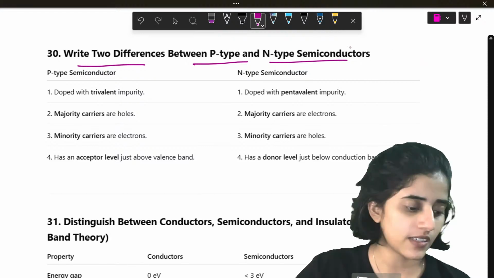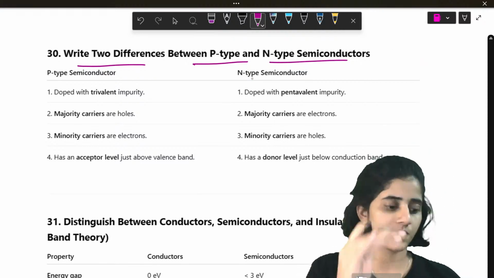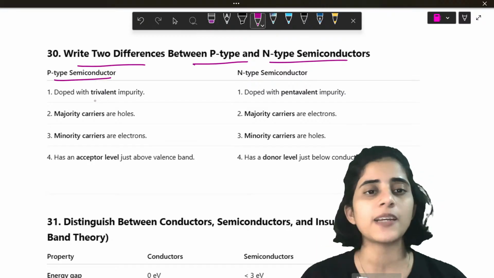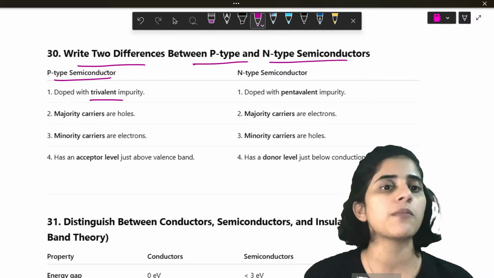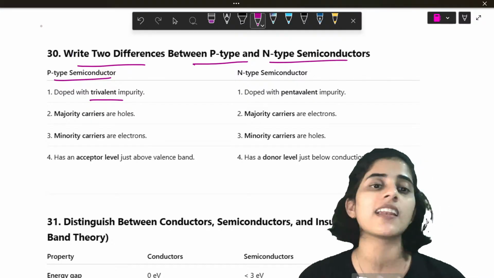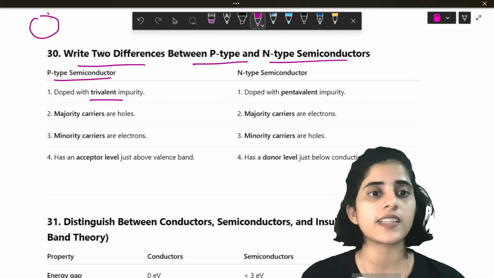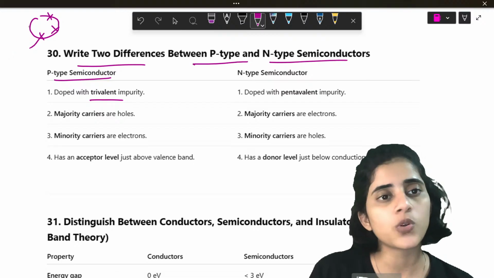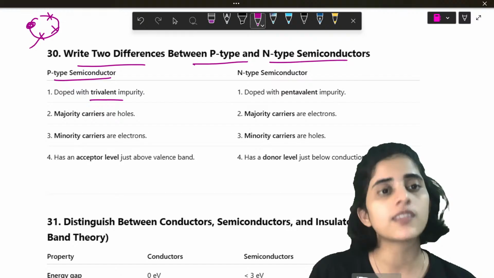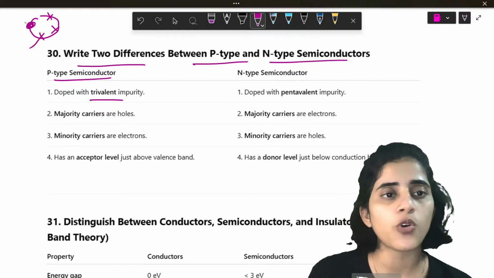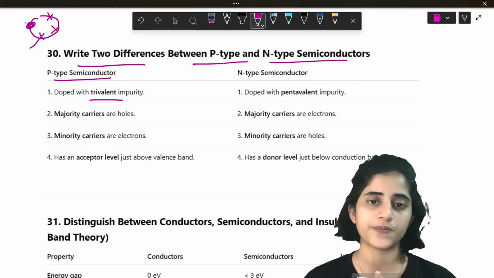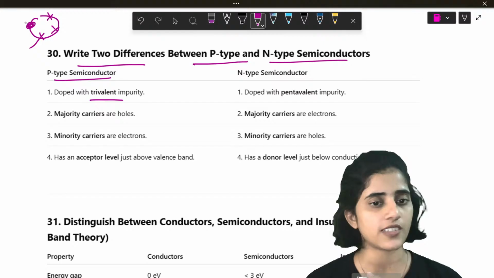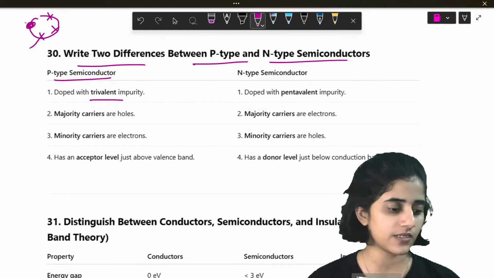To write two differences between P-type and N-type semiconductors. P-type semiconductors are doped with trivalent impurity. What does that mean? An impurity with 1, 2, 3 electrons. It should have 4 and the fourth place will be a hole. So its majority charge carriers are holes, minority charge carriers are electrons, it has an acceptor level, and so on.